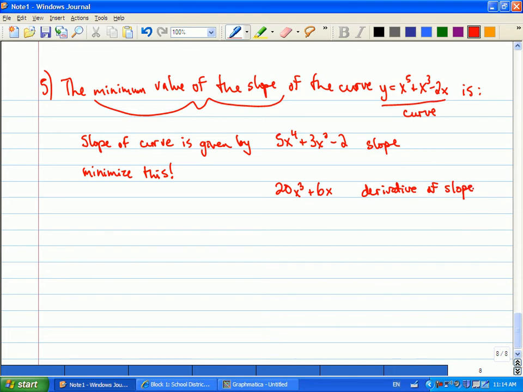So if I want to minimize the slope, I have to take the derivative of the slope and look for those critical points. So this question is a lot about your interpretation of the information you were given. So I'm looking for where 20x cubed plus 6x equals 0. There's nowhere that it's undefined, so I don't need to look for undefined points. I can factor out 2x, and I end up with 10x squared plus 3.